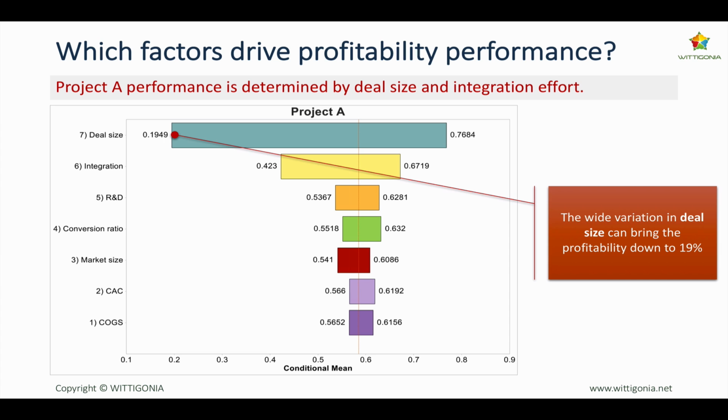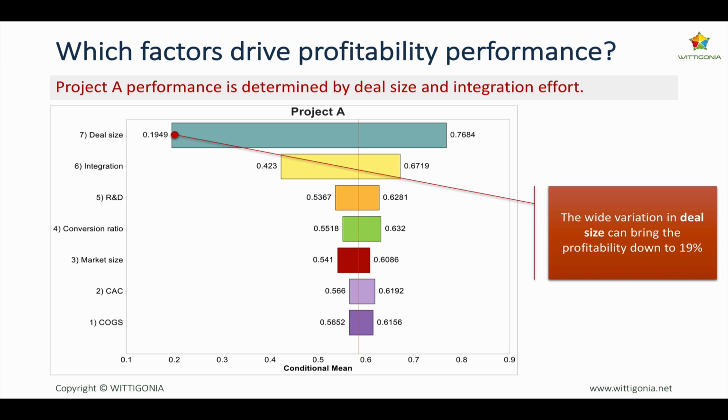So what it actually means and how to read this is, in a worst case scenario, if the deal sizes are really low at the end of the day, then the profitability could be dragged down to as low as 19%. But it could also be on the other side, 77% on this side here. And the second most important factor is the integration cost. So that's how to read these charts.